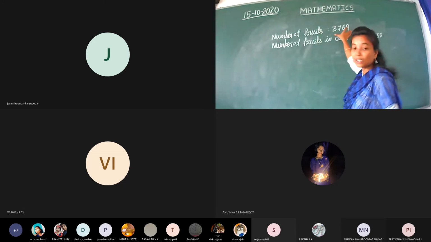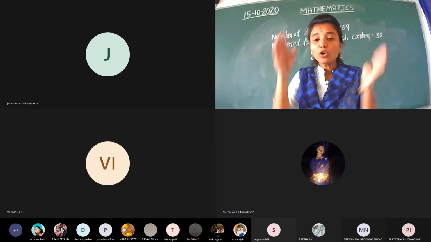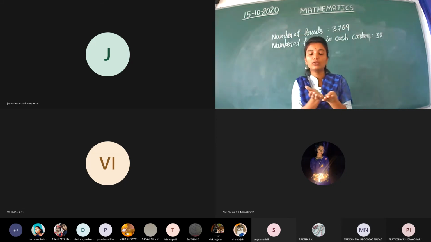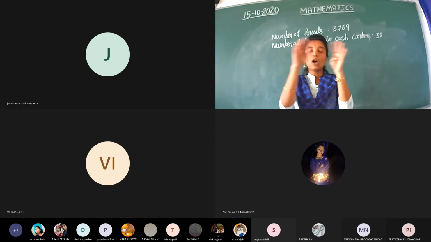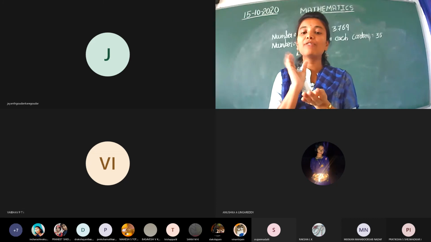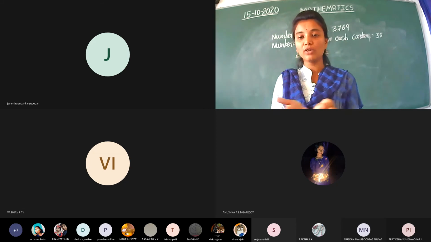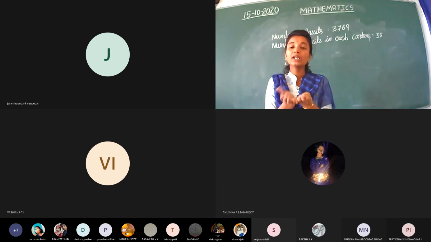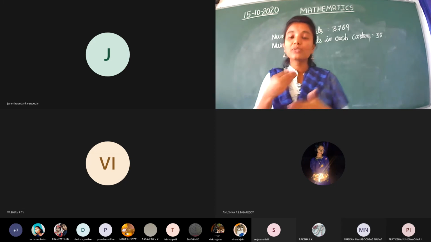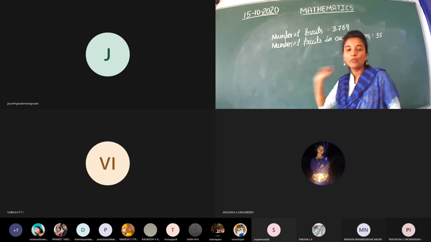See here, we have this many fruits, 3,769 fruits. We want to pack them in a carton box. The capacity of the box is 35 fruits, only 35, not more. How many boxes do we need to pack the 3,769? We want to calculate.